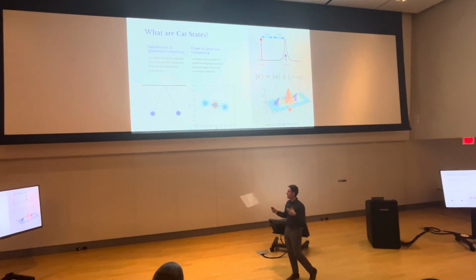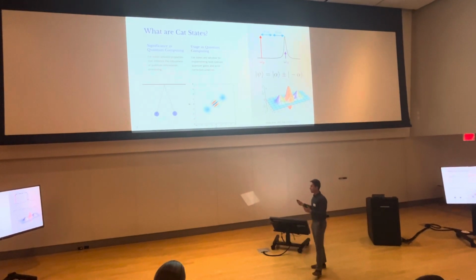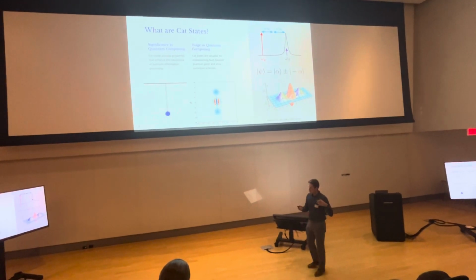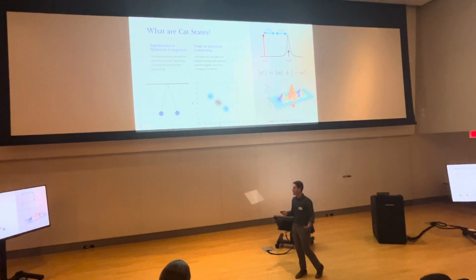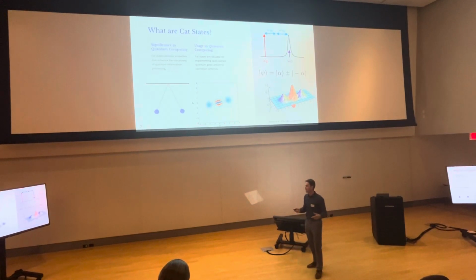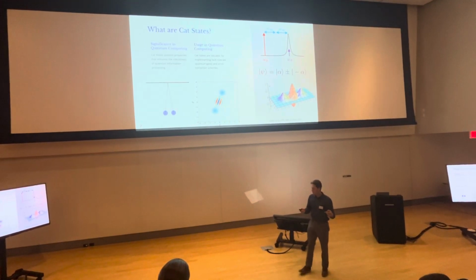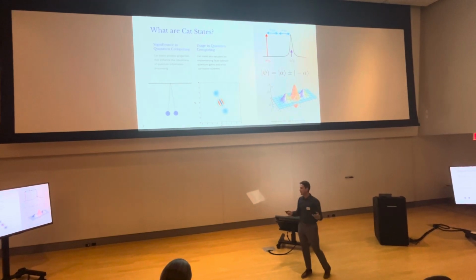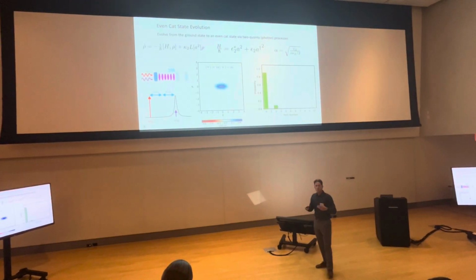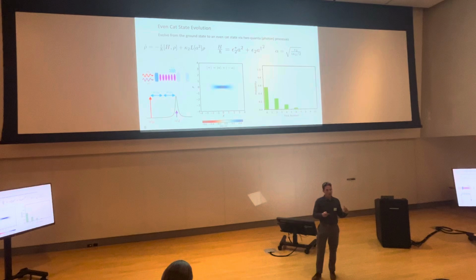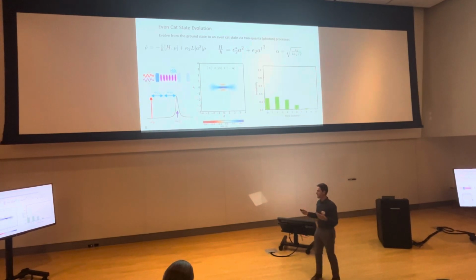And you can see what the even cat state looks like in the Wigner function. So to realize this cat state optomechanically, we would have our pumping frequency be exactly 2 mechanical modes before the resonant frequency of the cavity. So how do we actually evolve this cat state from the ground state, and what does it look like mathematically?